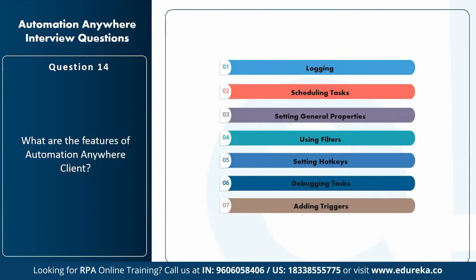Moving on to the next feature, that is debugging a task. Automation Anywhere provides a facility that enables you to debug complex and long automation tasks. And finally, coming to the last feature, that is adding triggers. The trigger feature enables a task to run automatically in response to an event that occurs on your computer. So for example, you can use a trigger when a new window opens or a specific file is created. So guys, these were the various features of Automation Anywhere client.